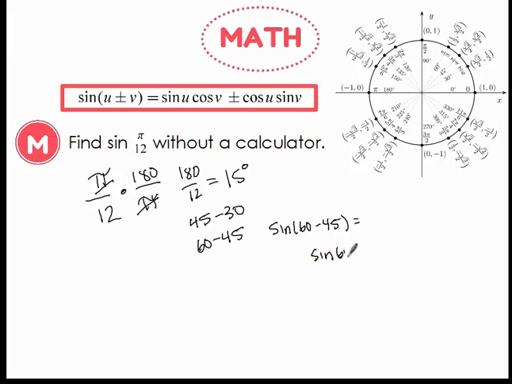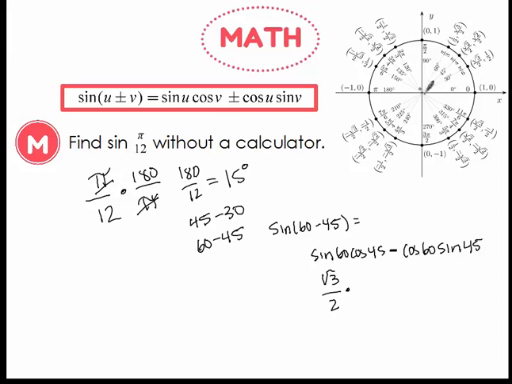sine 60 cosine 45. If we see here, the signs are actually the same, so since it's minus on the bottom, it's going to be minus here. Then we're going to get cosine 60 sine 45. And then we use our unit circle to plug in. So sine of 60 is rad 3 over 2. That's our y value at 60 degrees.